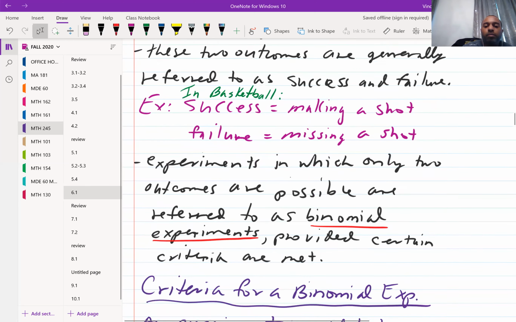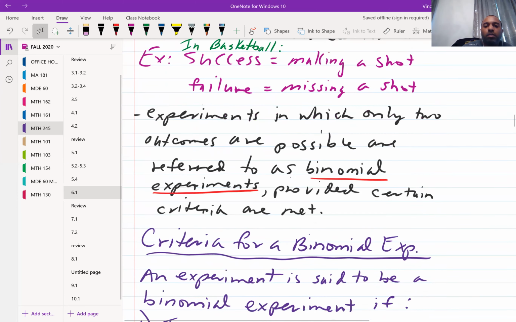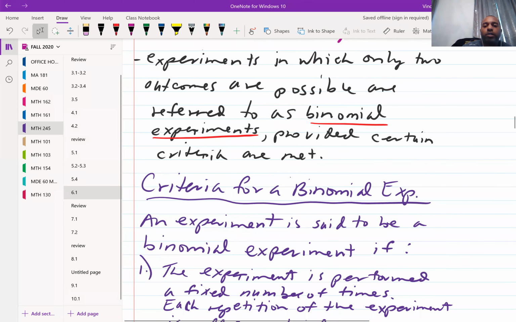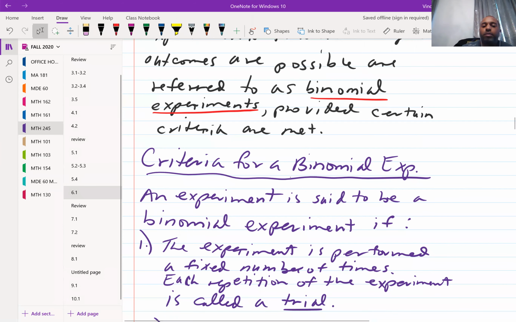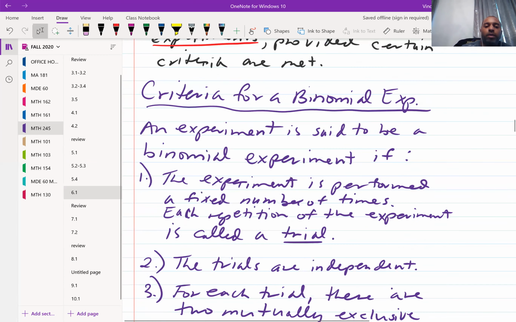All right. Criteria for a binomial experiment. An experiment is said to be a binomial experiment if the experiment is performed a fixed number of times, and each repetition of the experiment is called a trial. We have four criteria.